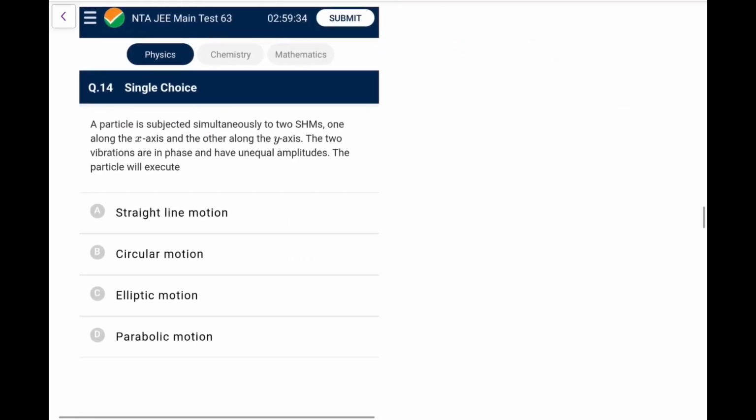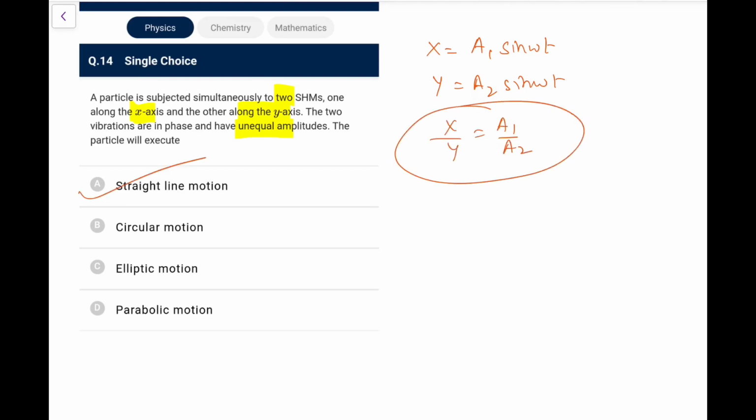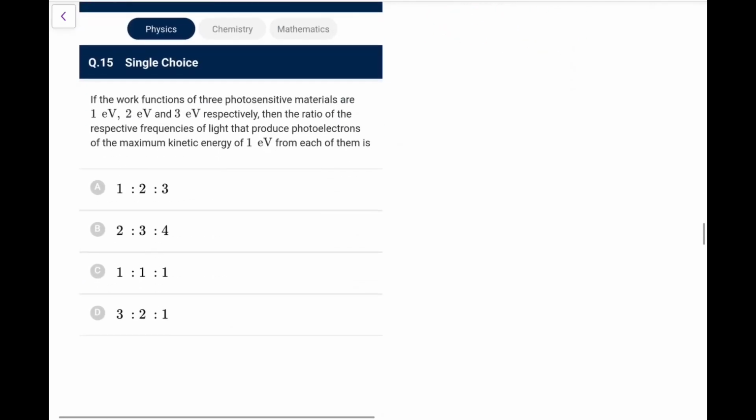Next one. A particle is subjected simultaneously to two SHM, one along X, one along Y. The two vibrations are in phase and have equal amplitudes. Let's say X equals A1 sin omega t, because they are in phase, Y would be A2 sin omega t. So X upon Y is A1 upon A2, which is a constant, so Y equals mx, so it would be a straight line motion. You must have done this composition of SHM, so that's an easy one if you have studied. If not, you have to be watchful for doing this.